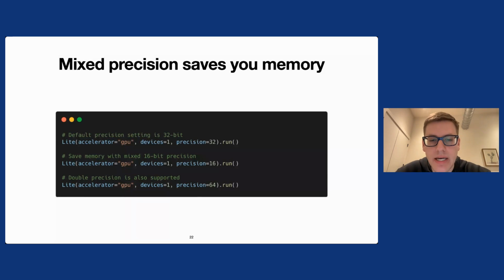So you can simply enable that in LightningLite by setting this flag, precision equals 16. And this is very simple, and also removes a lot of pain and boilerplate code that you would actually have to add to your training loop. Because if you use lower bit precision, what can happen is that sometimes computations become unstable. And so you have to add extra code that verifies that the computations are stable. And so this is all handled by Lightning here.